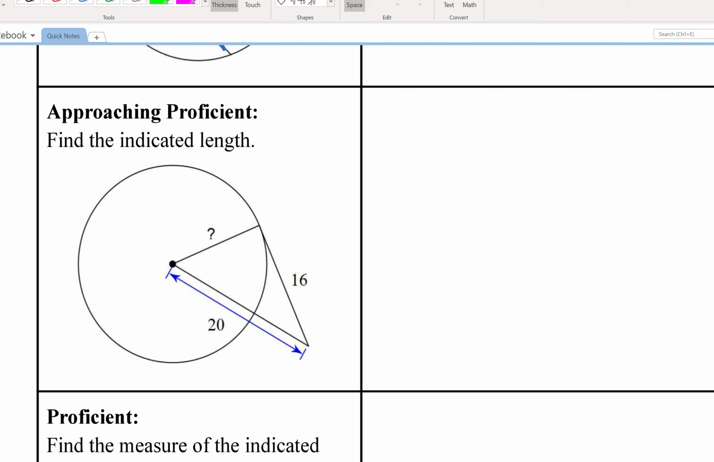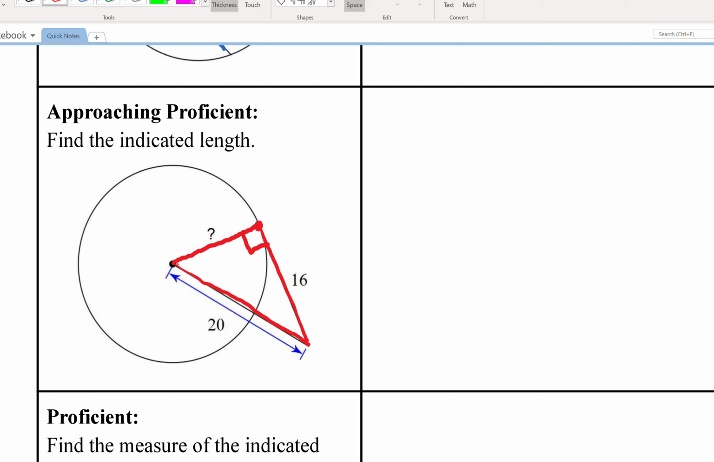Now it says the indicated length. Now when you have a tangent line like this, again, the tangent touches the circle in just one spot. That tangent line will be perpendicular to the radius. That will be true. Now, if that's true, then what we've created here with this line right here would be like the hypotenuse. And we have a right triangle.